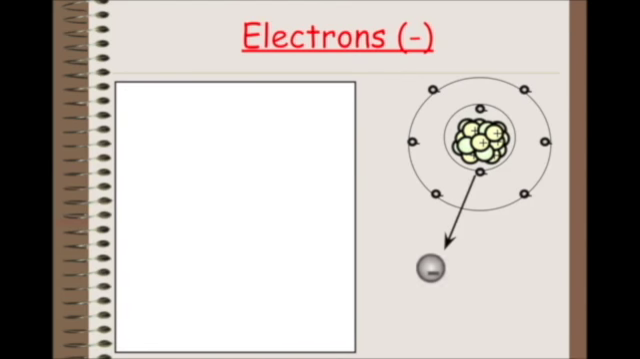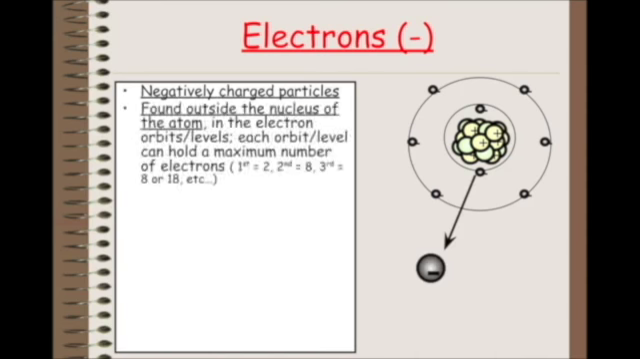Electrons. They are negatively charged particles. They are found outside the nucleus of the atom, and we'll talk about where outside the nucleus, in different orbitals and levels, later on in this unit.